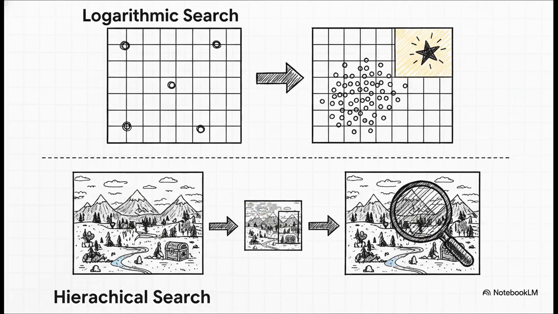First, the logarithmic search. Think of this like playing hot or cold. You start by checking just a few points that are really far apart. When you find a promising area, a warm spot, you zoom in and search again with a finer grid. You just keep repeating that until you find the match. Then you've got hierarchical search. This is different. You shrink both images way down, find a rough match on the tiny, blurry versions, and then use that location as a starting point for a much more focused search on the full-size images. These are the kinds of tricks that make real-time tracking possible.